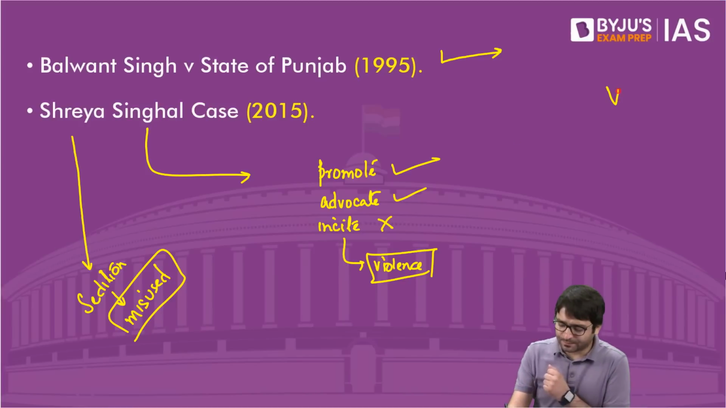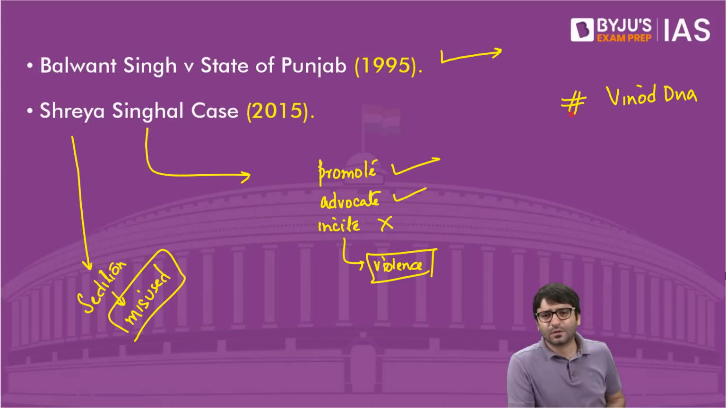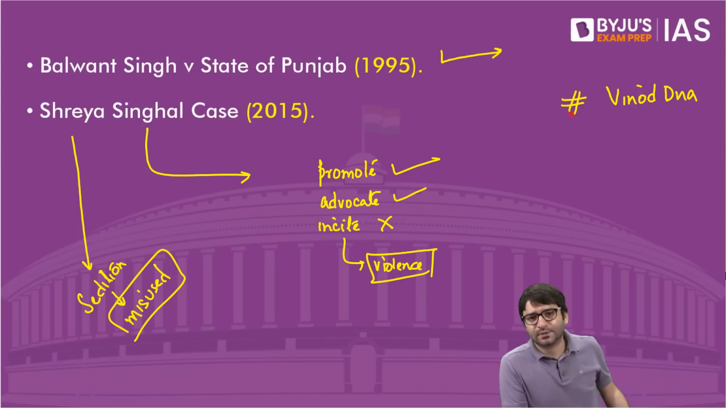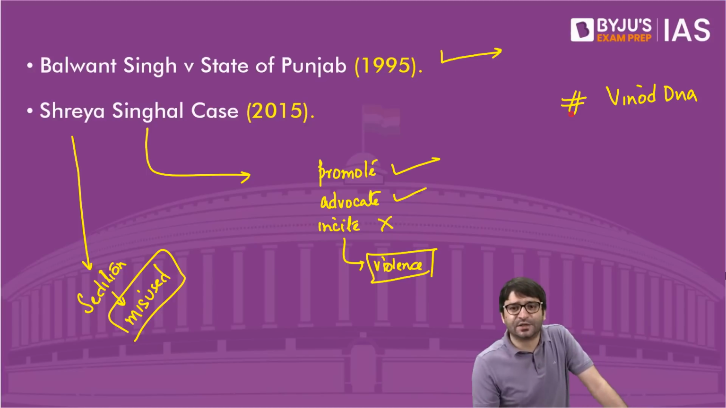Journalist Vinod Dua made a video on YouTube and he said, the way lockdown has been imposed in this country in the aftermath of COVID-19, if we don't provide food and shelter to these migrants who are migrating from cities back to their villages, there will be riots for food. An FIR was filed, a sedition case was filed against Vinod Dua. Why? Because you are instigating people to violence.